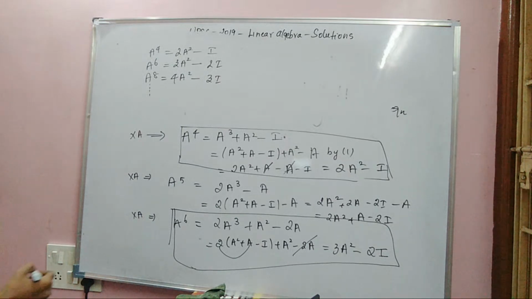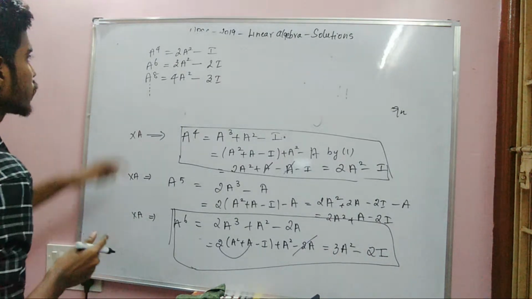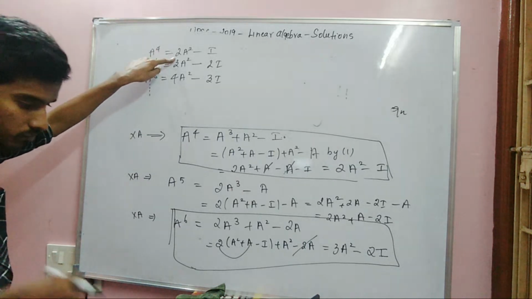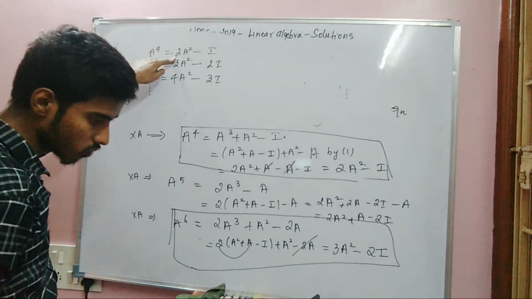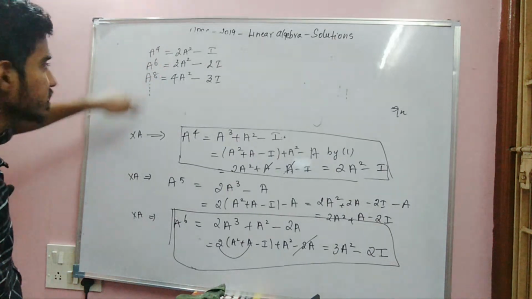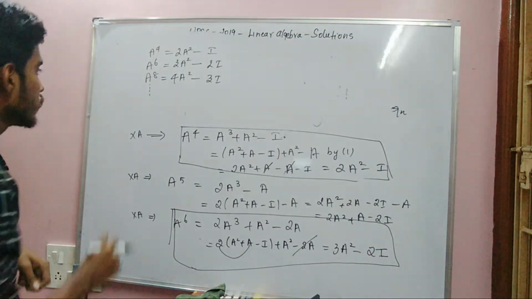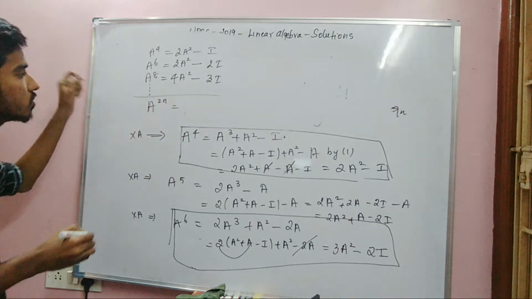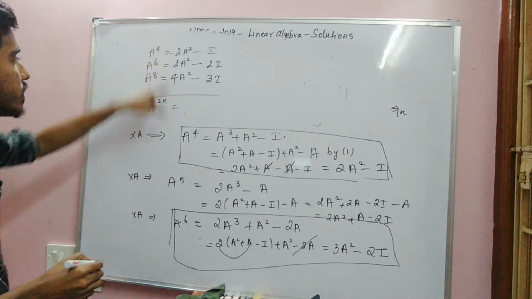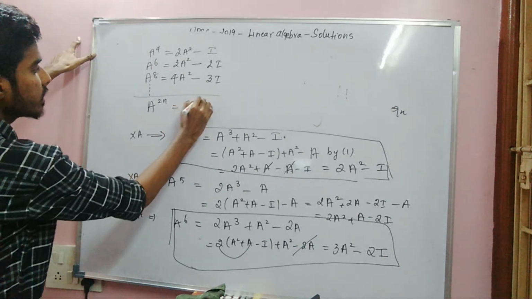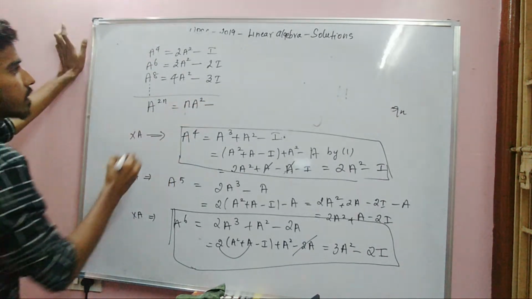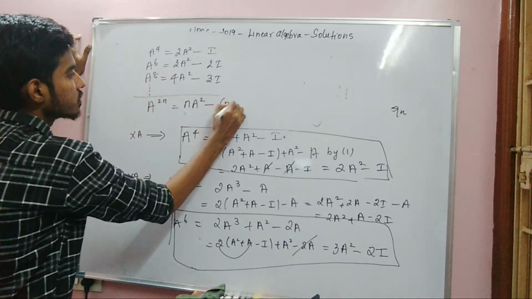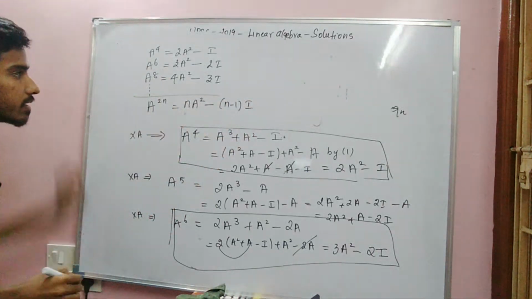Can we generalize this? So if I try to generalize this, you can see if it is 4, here it is 2, right? If it is 4, here it is 2. So we are only generalizing for even terms, right? So if I generalize this, we have A power 2n equal to nA square minus, here n is 3, here n minus 1 into I. Can I generalize like this?